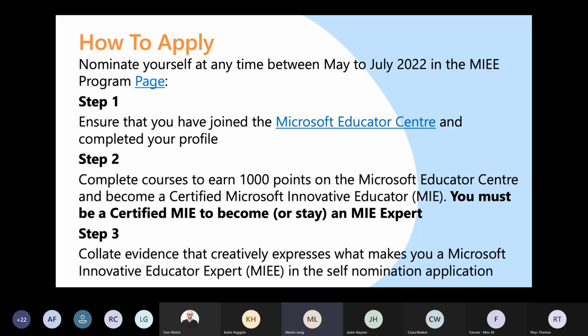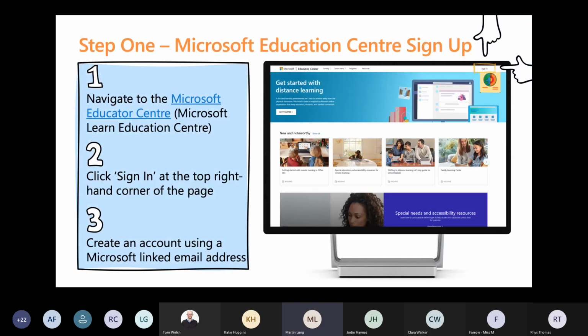And then the final bit is to enter your self-nomination form, and you won't do that straight away. If you want to go to the Microsoft Education Centre, it's really straightforward. When you get there, where the fingers are pointing in the top right-hand corner, you'll either sign in and you can use your school account, or you can use a personal account. Choice is yours. But once you're signed in, it will change to your initials in the top right-hand corner, and you can start exploring courses that are there.